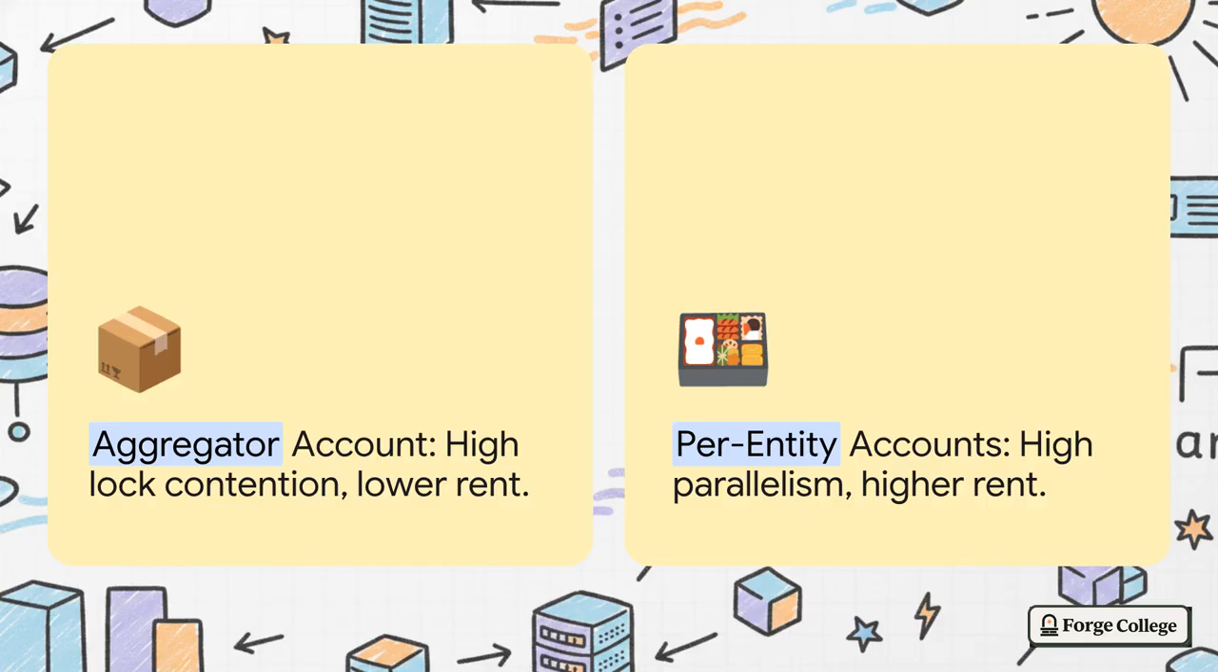Look, you can either use an aggregator account, which is basically one giant box. It's super cheap on rent, but every single transaction has to wait in line to use it, causing high lock contention. Or on the flip side, you can use per-entity accounts. This means everyone gets their own little box, you get massive parallel speeds, nobody waits in line, but your overall rent costs for storing all those separate boxes definitely go up. So it's throughput versus overhead.